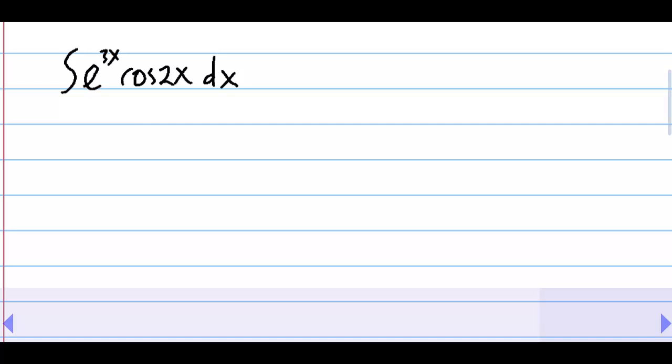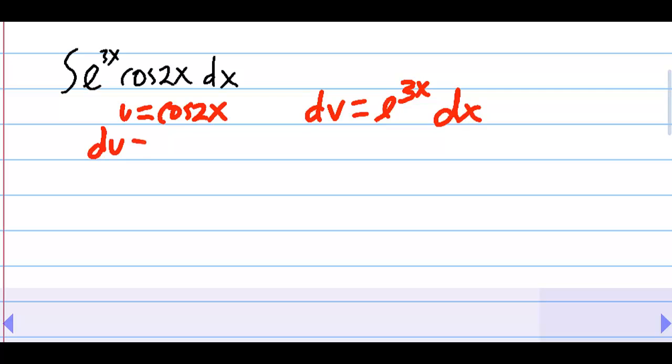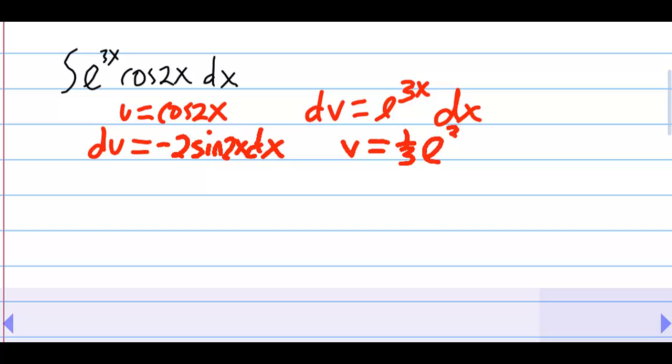All right, so following my guidelines for integration by parts, I'm going to let u equal cosine 2x, and then I'll let dv be the rest. So dv is e to the 3x dx. We quickly compute du, the derivative of u. Using the chain rule, we get du is negative 2, because the derivative of cosine is negative sine. So it's negative 2 sine 2x dx. And v, the antiderivative of e to the 3x, is 1/3 e to the 3x.